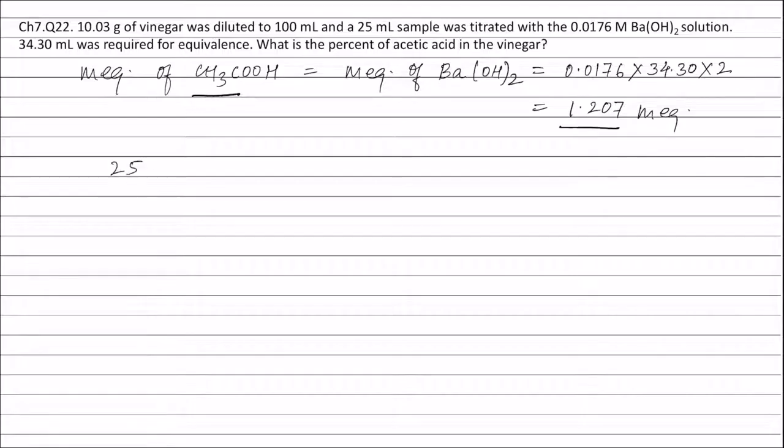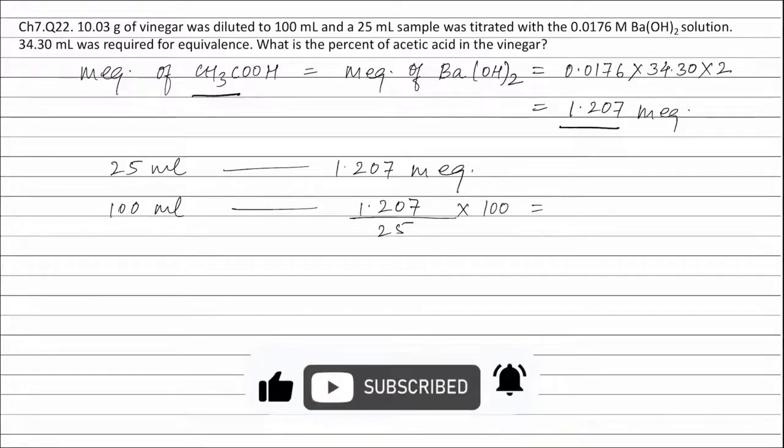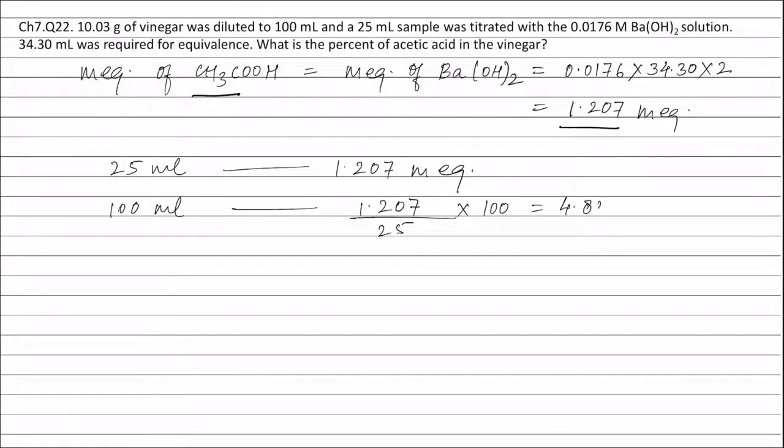Now 25 milliliters of acetic acid contains 1.207 milliequivalents. Therefore, 100 milliliter of acetic acid will contain 1.207 divided by 25 into 100, and this is equal to 4.828 milliequivalents, or this is also equal to 4.828 divided by 1000 equivalents of acetic acid.